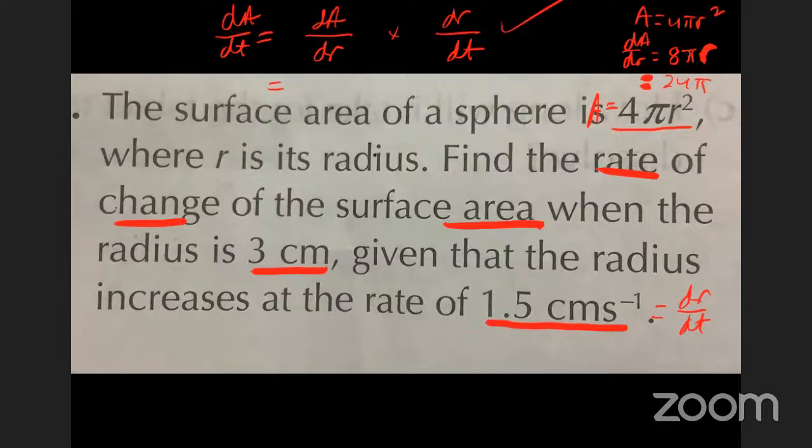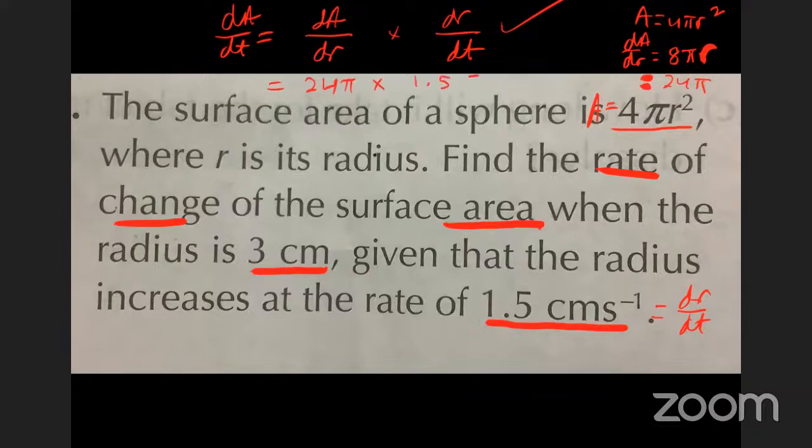It's the same thing over and over. Once you identify what you have, you're just looking for the equation, differentiate it, plug in the value. Right, so you end up with what? You end up with 24 pi multiplied by dr dt, which is 1.5.